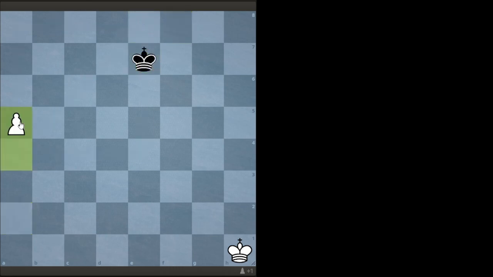And then if we just move the pawn forward again, the square of the pawn, or the pawn box, is the following. We need to get into one of these 2 squares. It doesn't matter which one.